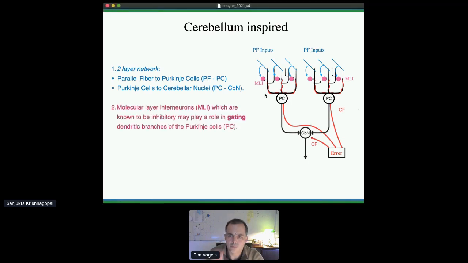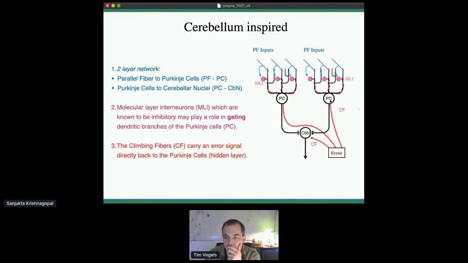These molecular layer interneurons in pink are known to play an inhibitory role on the dendritic branches of the Purkinje cells. And they play a role that's pretty similar to gating in our framework. And lastly, the error signal is carried back by the climbing fibers, carried to the output layer, and also to the hidden layer, the Purkinje cells. Like we do with local learning, we send the error signal back to the hidden layer as well.